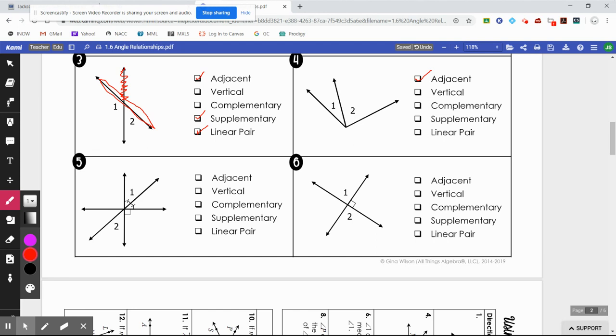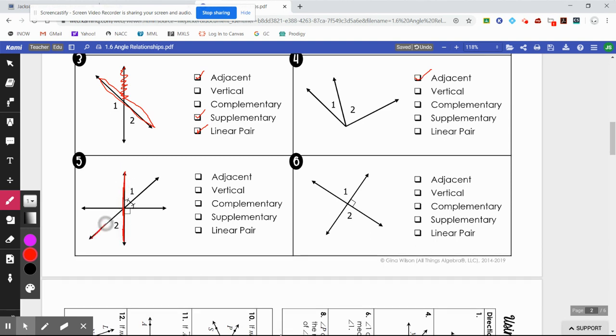On the next one, notice that angle 1 and 2 are created by these two straight lines. That other line really has nothing to do with it. We could actually get rid of that. So angle 1 and angle 2 would be vertical angles, as well as angle 1 and angle 2. And the next one, they would also be vertical angles.